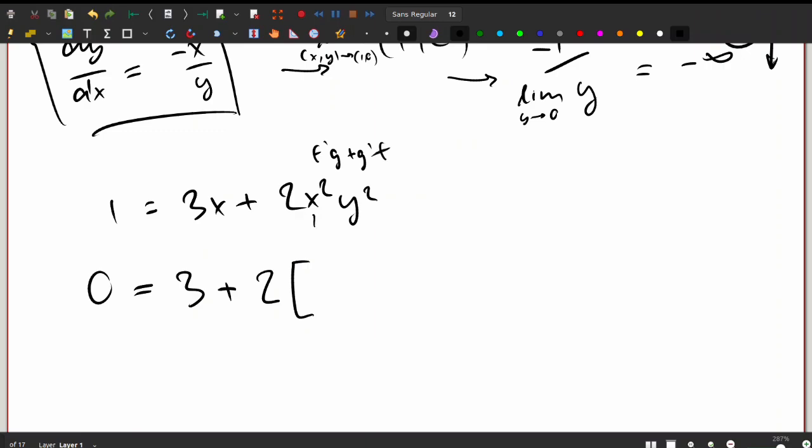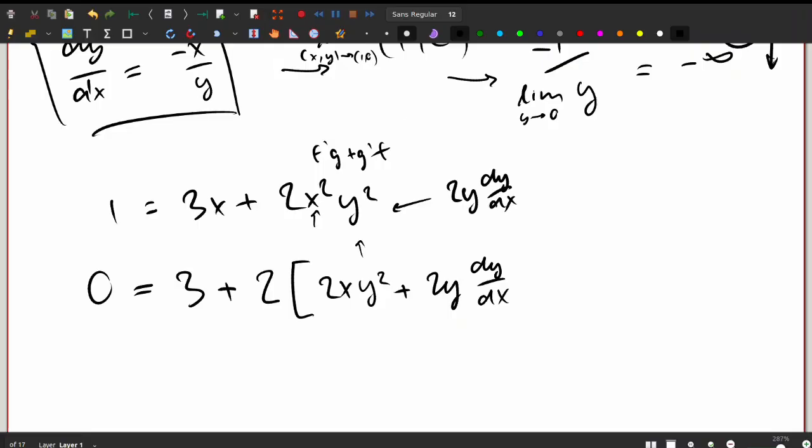So I'm going to start with f prime, 2x times g, so 2x y squared, plus, now g prime, we use the same process. This becomes 2y times dy over dx. So plus 2y dy over dx times f, so times x squared. Now all we have to do is once again solve for dy over dx.